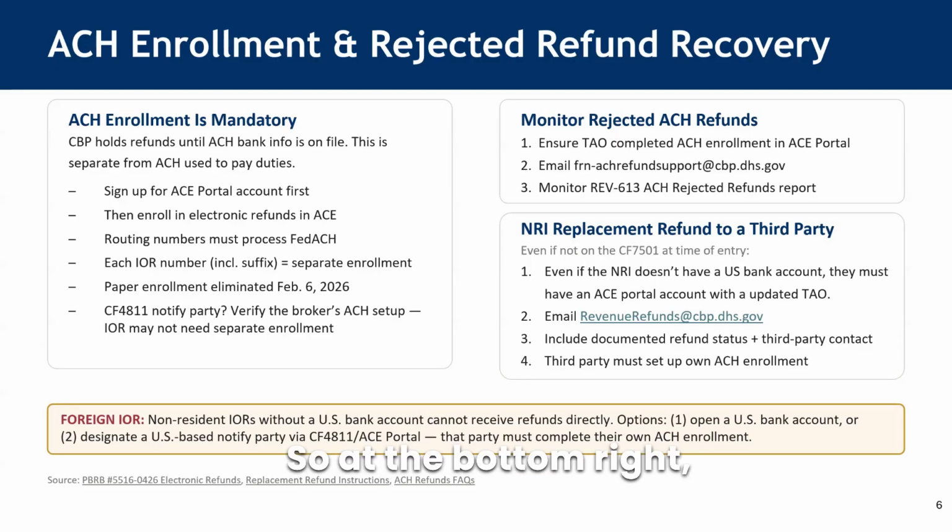So at the bottom right again, contact the revenue refunds email address. Let them know that you are the TAO, that your CAPE was reviewed and approved. Indicate who you want your 4811 third party to be. And before you do that, make sure that that third party has its own ACH enrollment all set up. And that way you can avoid doing the PSCs on all the underlying entries. I hope that's helpful. Thanks, Cindy.